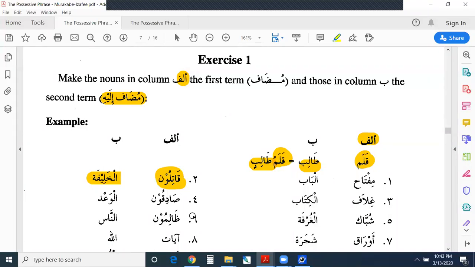rule. Okay. Now I want Rabbani. Rabbani, are you willing to do one? Yes. Okay. So first of all, Sadiquna is mudaf or mudaf ilay? Mudaf. And Alwadi? It's mudaf ilay. Okay. So what will be the proper statuses? Sadiqul wadi. Sadiqul wadi. MashaAllah.